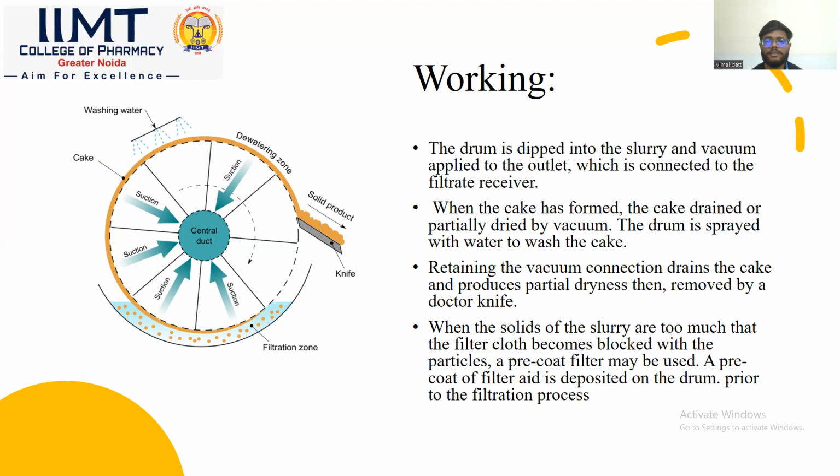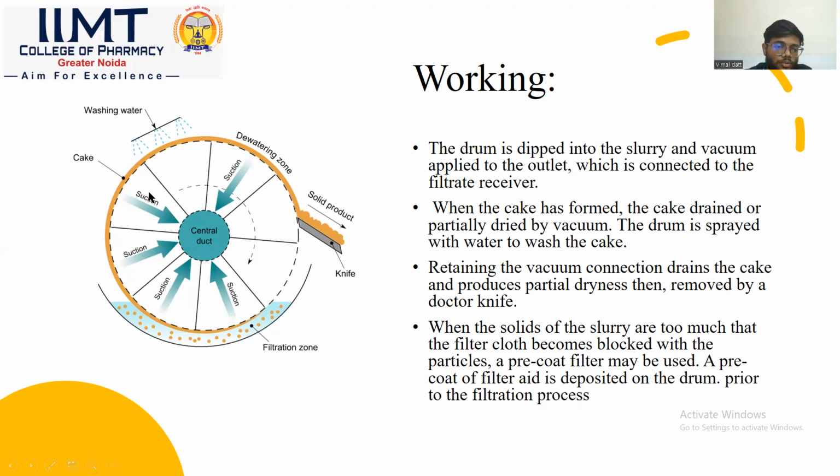The drum is sprayed with water to wash the cake, retain the vacuum connection, drains the cake and produces partial dryness, then removed by a doctor knife. When the solid of slurry are too much, the filter cloth becomes blocked with the particles. A pre-coat filter may be used. A pre-coat of filter aid is deposited on the drum prior to the filtration process.